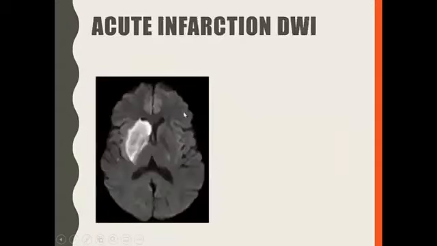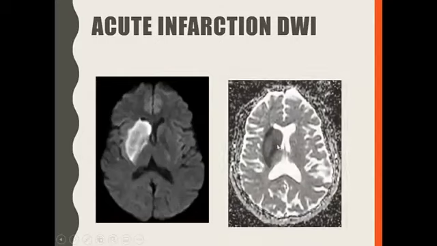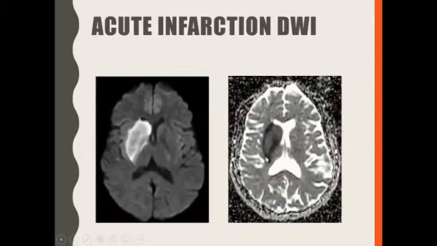The diffusion weighted images look like this one, with infarction at the basal ganglia here, caudate nucleus and lentiform nucleus, and it appears as bright signal on DWI. You should compare it with the ADC map, apparent diffusion coefficient, like here, and it will be dark signal on ADC. So bright signal on diffusion and dark signal on ADC is a true diffusion restriction.